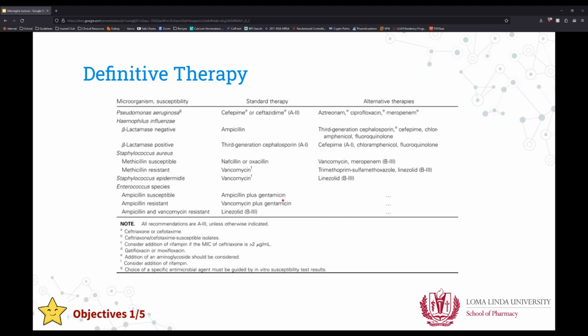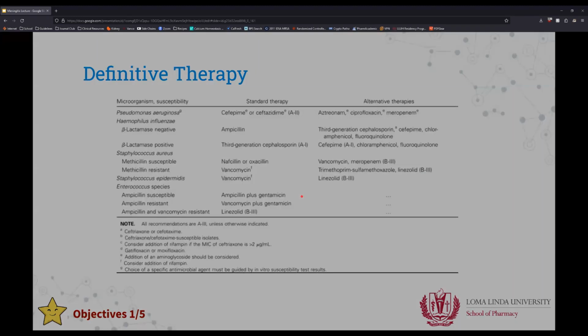Some adverse effects to be mindful of when using gentamicin is going to be looking out for ototoxicity and nephrotoxicity, where this is going to require therapeutic drug monitoring, where we are going to be specifically looking at the troughs of gentamicin to look for toxicity.